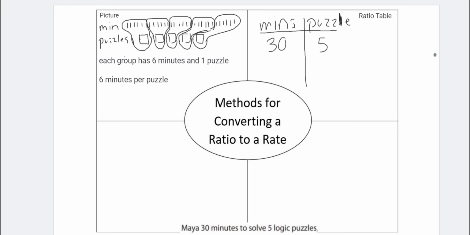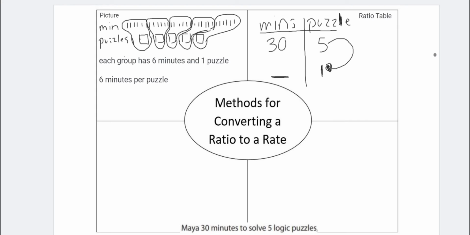Then I have to look at the question. The question said, figure out the rate that it takes her to complete per puzzle. So per puzzle, that means 1. So they kind of tell you, put a 1 there. Your job, our job, is to fill in this blank. Since you guys have experience with ratio tables, that means you got to find a pattern. So what is the pattern? How do you go from 5 puzzles to 1 puzzle?